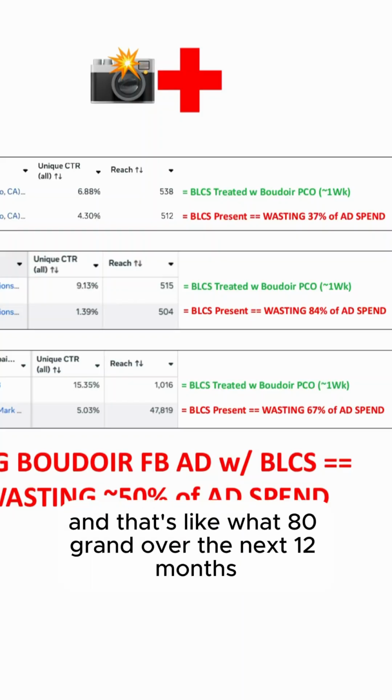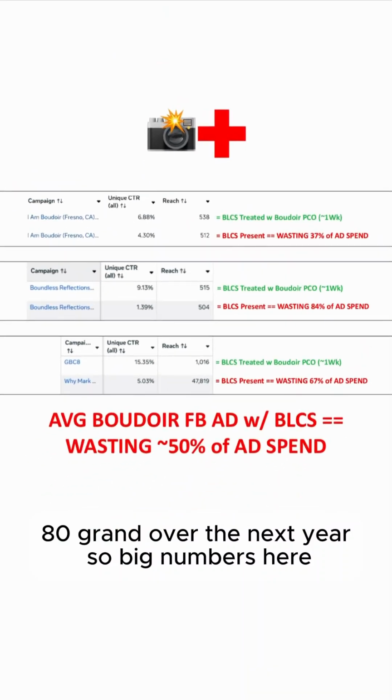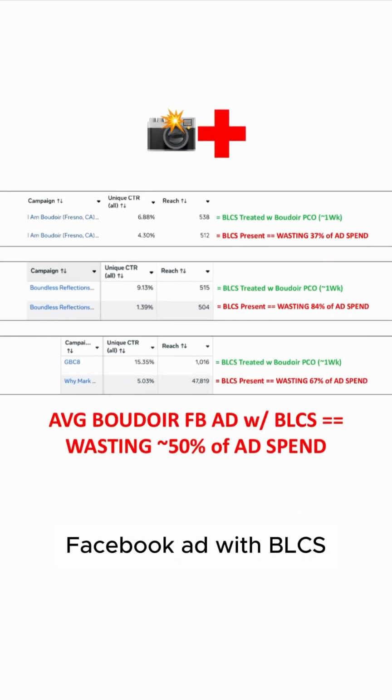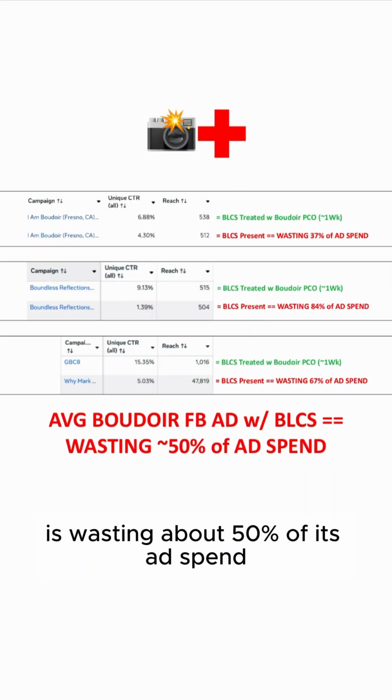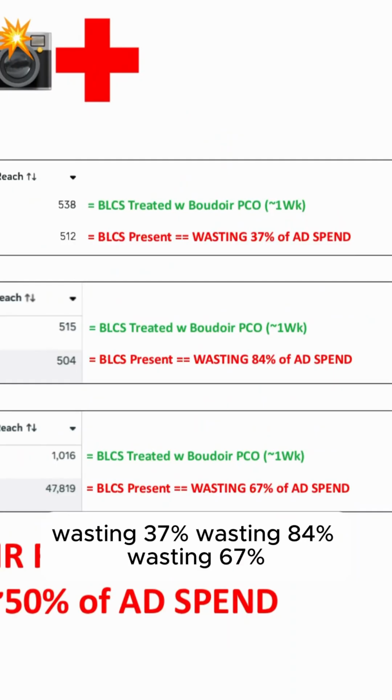And that's like what, 80 grand over the next 12 months, 80 grand over the next year. So big numbers here. Now the average Boudoir Facebook ad with BLCS is wasting about 50% of its ad spend. I mean, look at the numbers right here: wasting 37%, wasting 84%, wasting 67%.